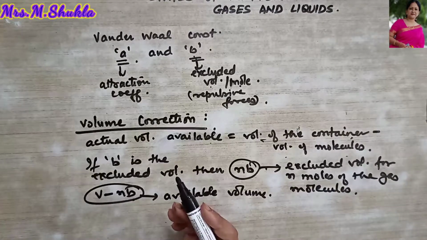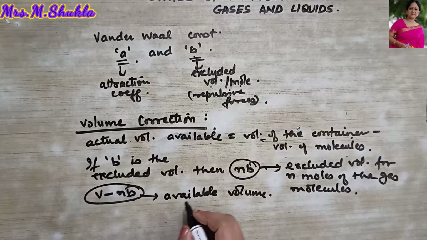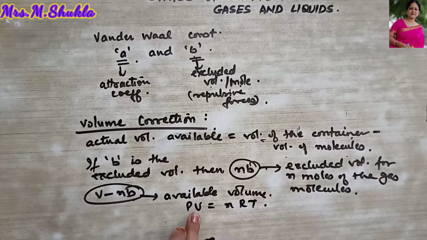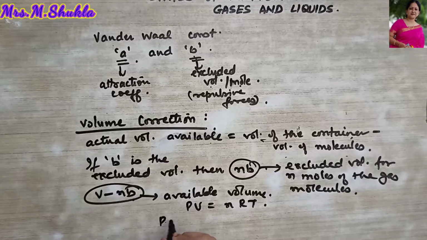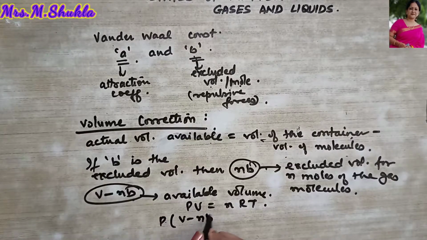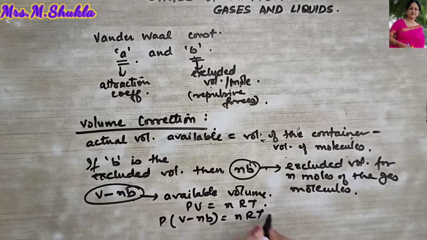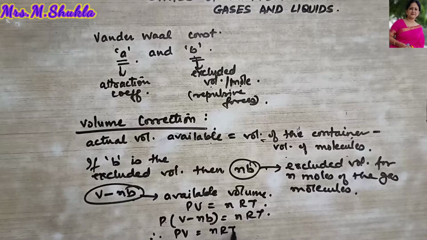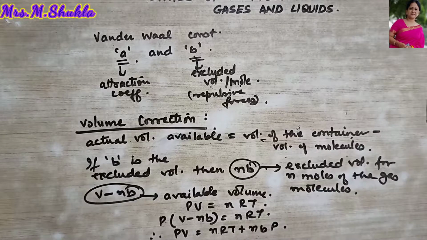Thus, what will be your ideal gas equation? We know that PV is equal to nRT. Now replace the correct volume. So it becomes P into (V minus nb), which is equal to nRT. Therefore, PV is equal to nRT plus nbP, right?